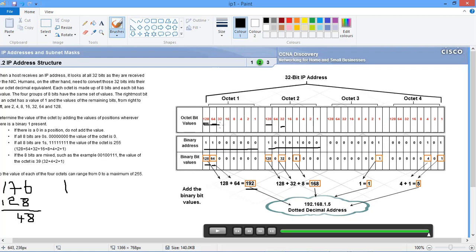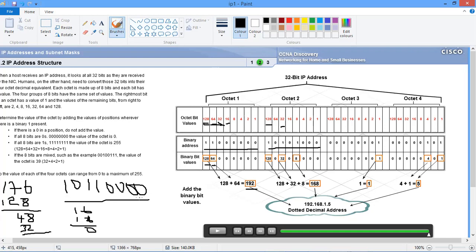The next bit is what? 64. It cannot accommodate 48, so you take 0. The next bit is 32. Yes, you can take it. We subtract 32. When you subtract, you're going to have 16. The next bit is 16. Can you accommodate this? Yes. So you subtract 16. You have 0. So you need to convert everyone to make it 8. So you have 0, 0, 0, 0. So this is for 176.